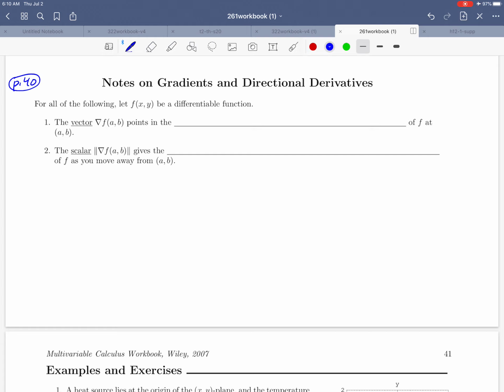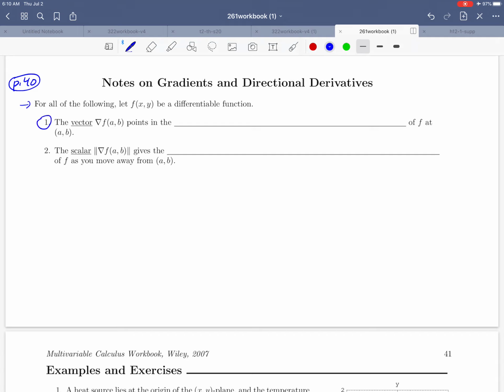These two observations that we're about to make are going to be very useful when we're doing problems relating to gradients and directional derivatives. Okay, so let's read what they're giving us here. For all of the following, we'll assume that f of x and y is a differentiable function. We're going to make two observations here.